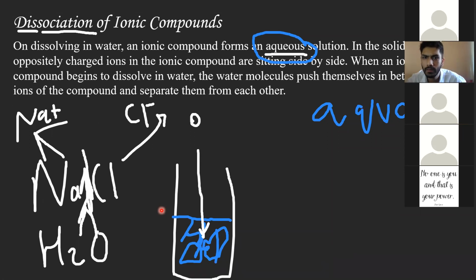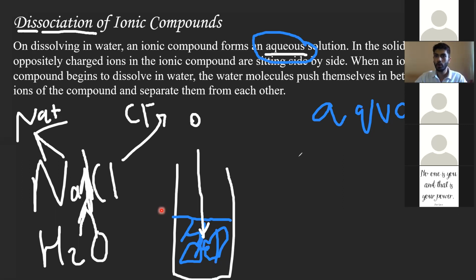So what is an aqueous solution? Any solution having water as the base. I have a compound, any compound. Salt is just an example. I can put any compound in water. I just throw it in, and the solution I get is an aqueous solution. Why? Because it is mixed with water. So any compound mixed with water is an aqueous solution.